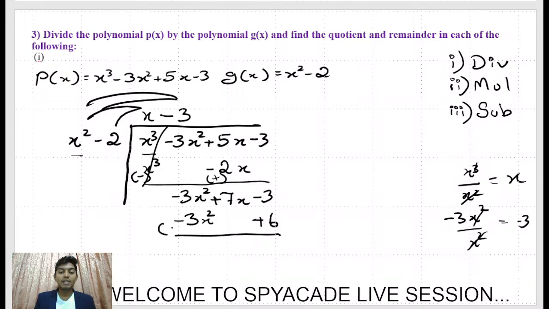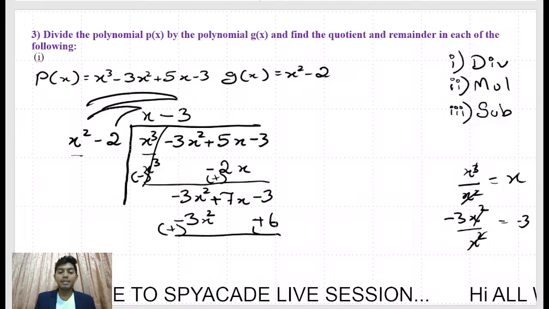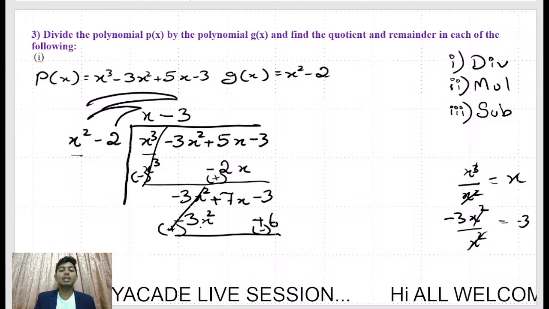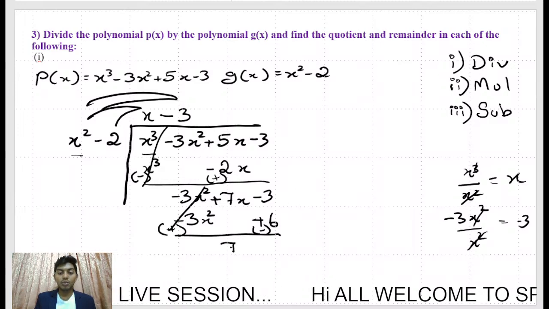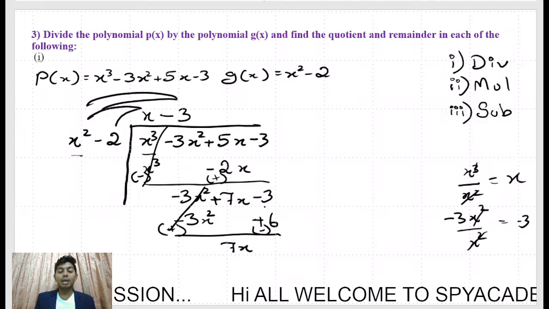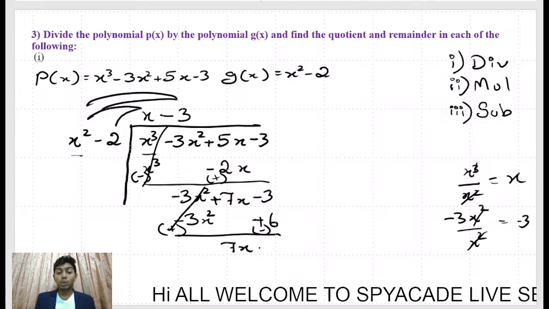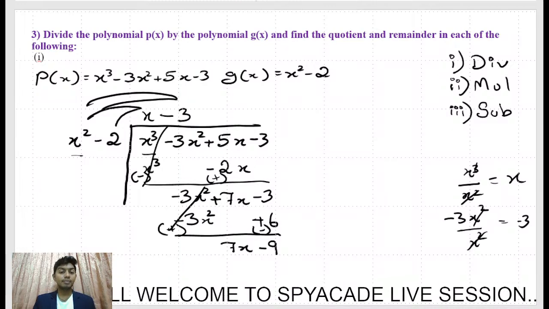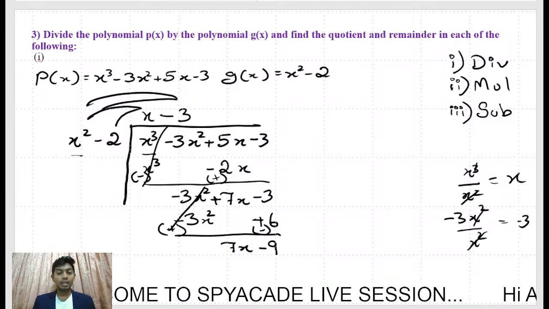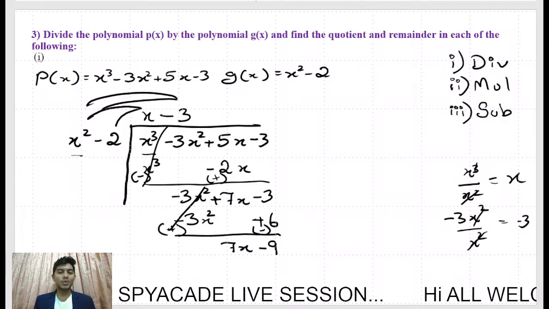You have to change the sign. So change minus as plus and plus as minus. This will get over, and then here you have 7x, and then minus 3 minus 6, so you will get minus 9. Done. Okay, so now it is not possible.